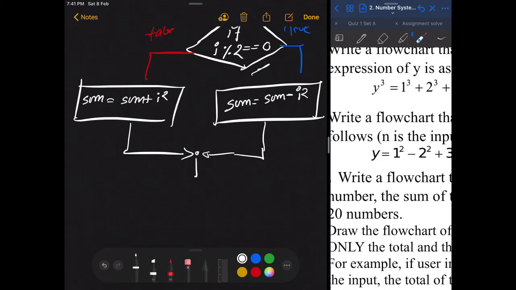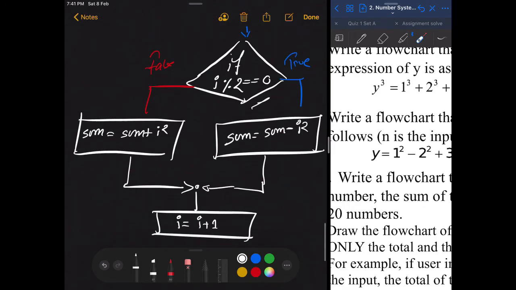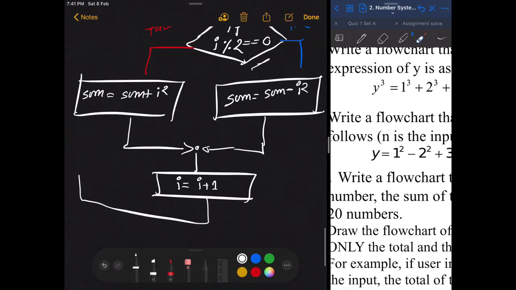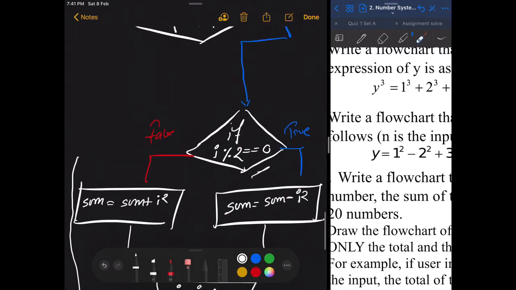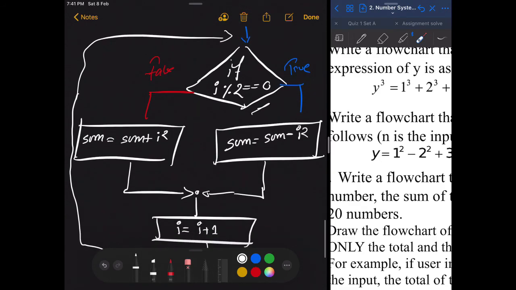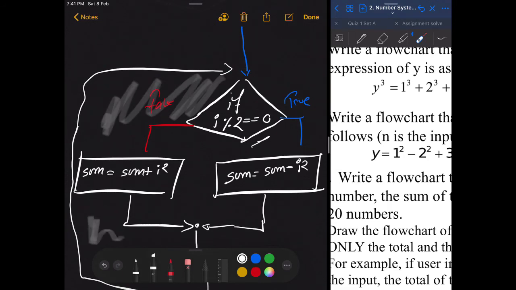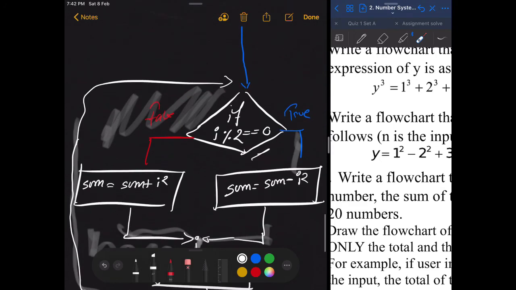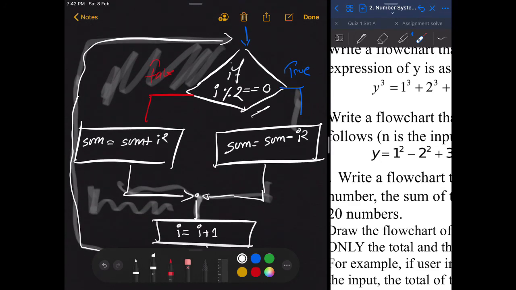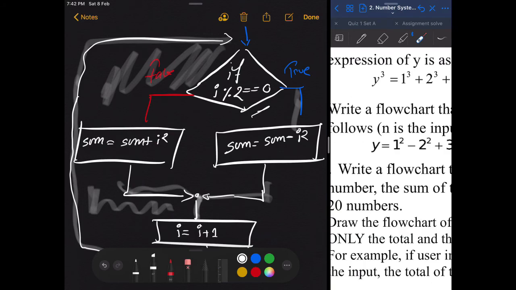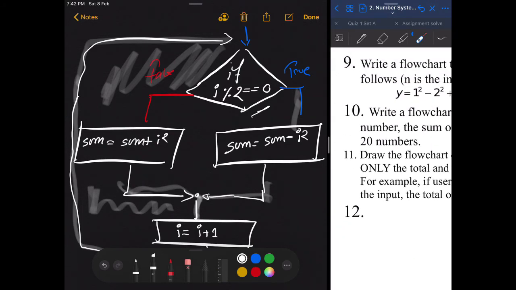Then this connector point would increase the value of I, so I equals I plus 1, and this would go back to the condition again, and the whole process would go on. So this is basically our loop. This whole portion is our loop, and let's try to do a tracing of the whole problem and see what's actually going on here.